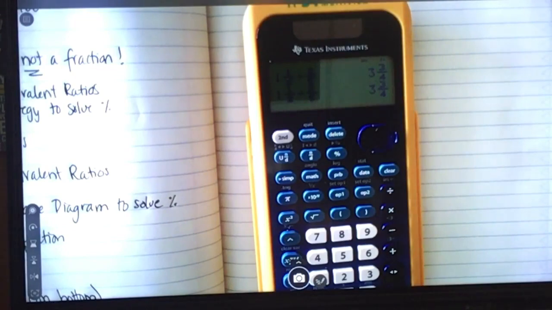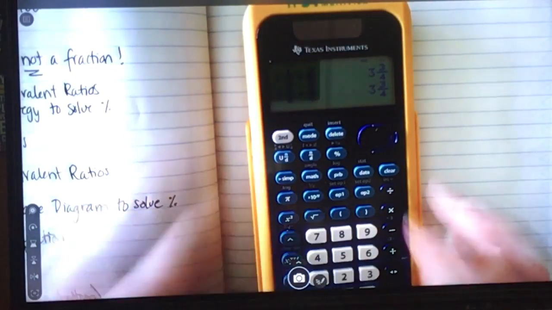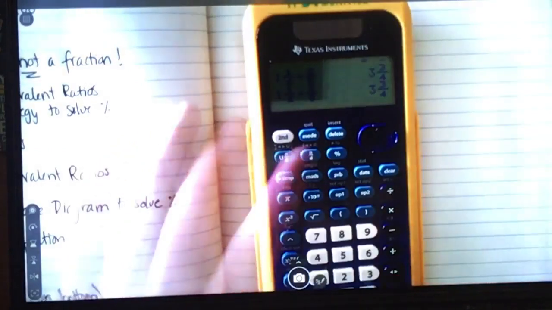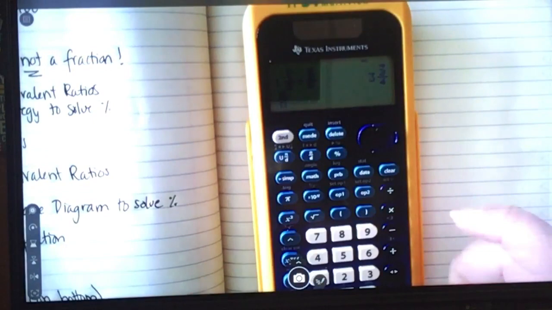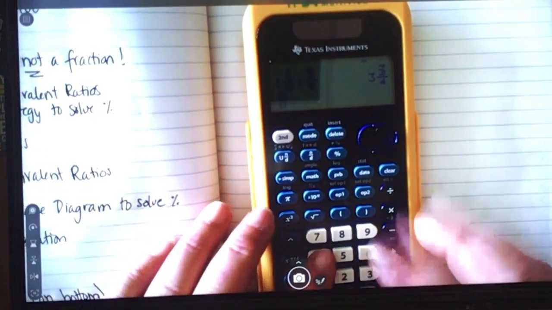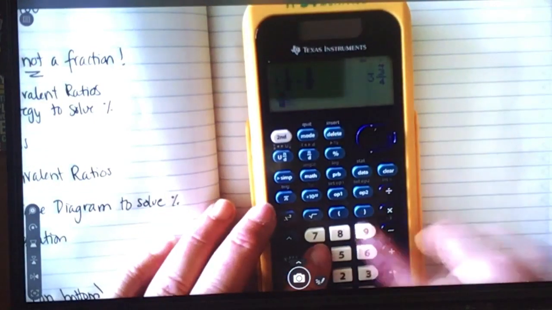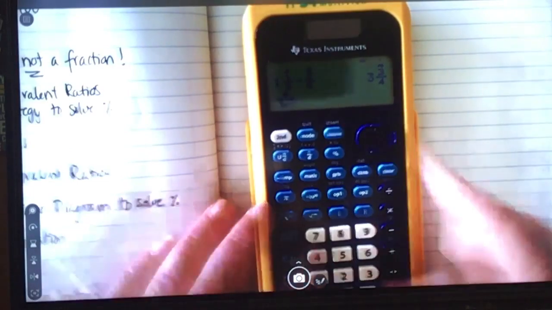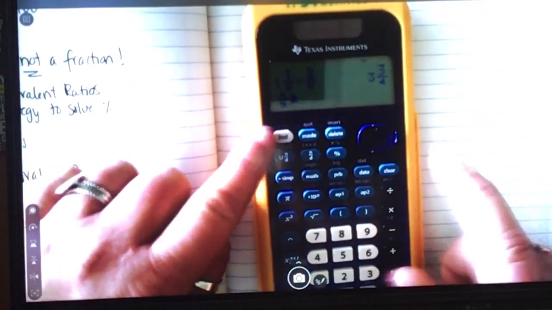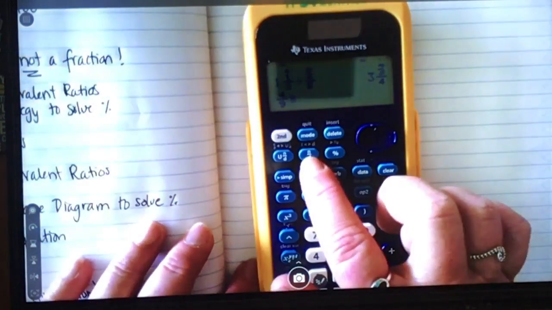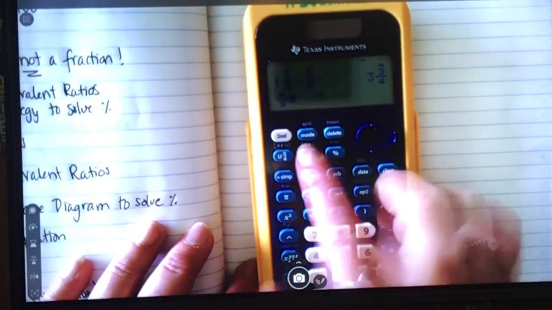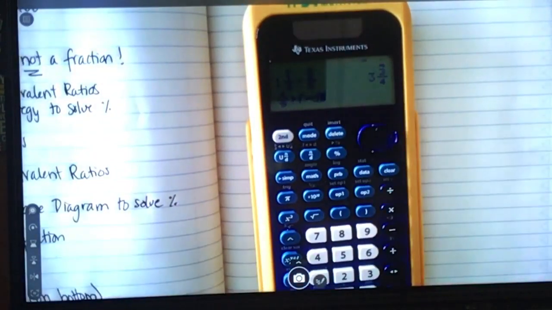Okay? Now, let's say that you have a fraction and you want to change it to a decimal. So hit your button that gives you just a regular fraction. Let's do 4 ninths. If you hit this second button up here, so hit the second button and then hit the fraction button again, and it'll say F and then to D, so that's fraction to decimal. Hit enter and it changes it to a decimal for you.